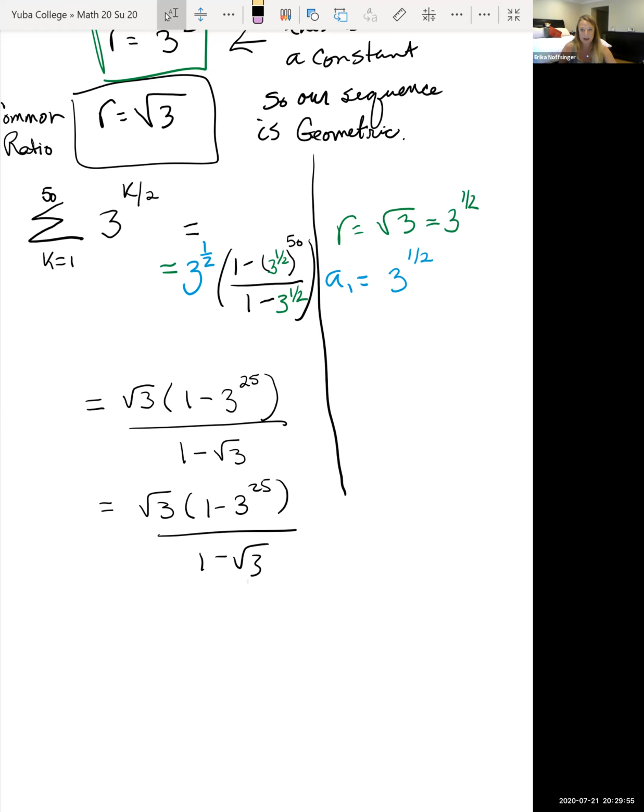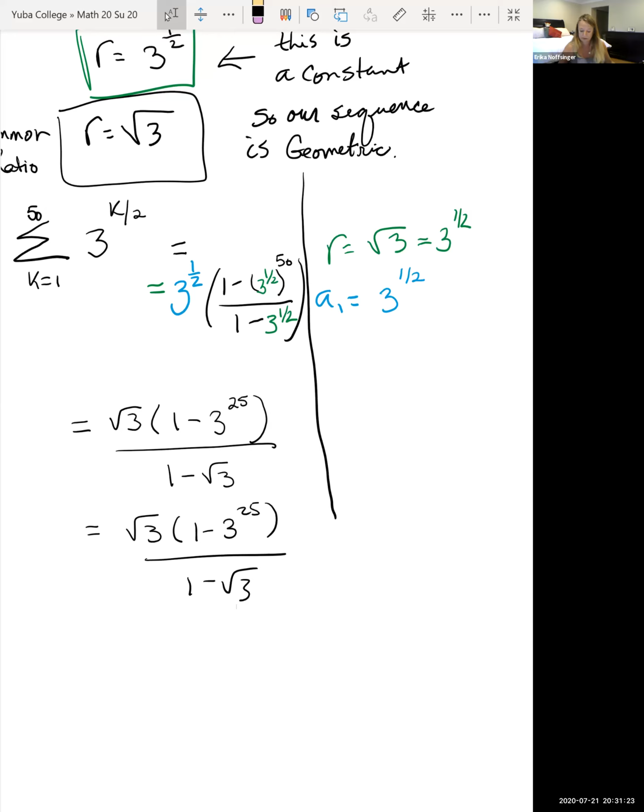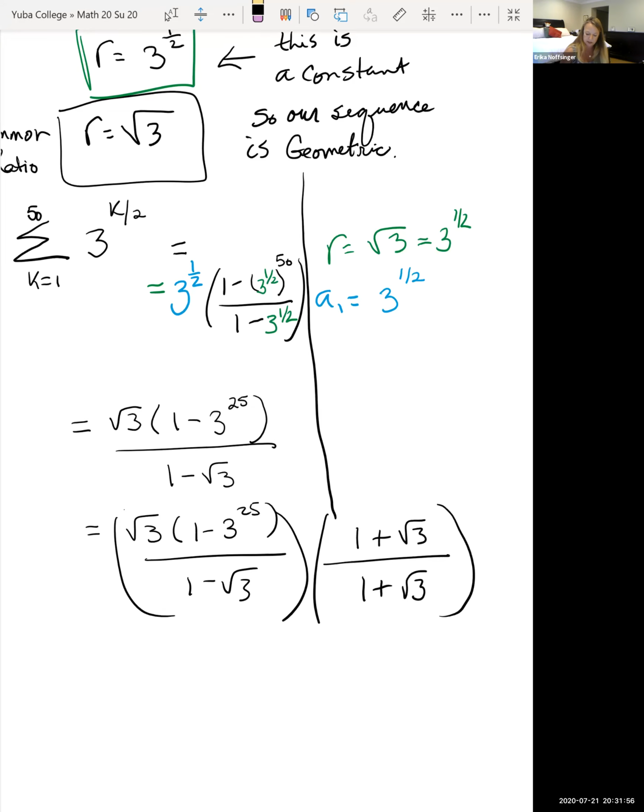So let me just pause and look in the back and see if that's what they did. Okay, so we do want to rationalize our denominator. They do keep it in the form 1 minus 3 to the 25th power because that's so huge. To rationalize the denominator, we have 2 terms there, so we want to multiply by the conjugate. Multiplying by the conjugate of the denominator, we're just changing the sign between our 2 terms. So it's going to be 1 plus square root of 3. We're multiplying by a fancy 1, so it's equivalent.